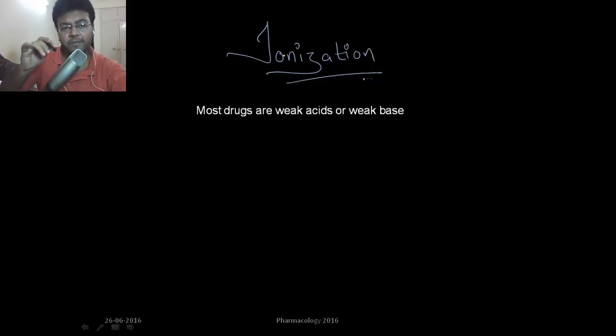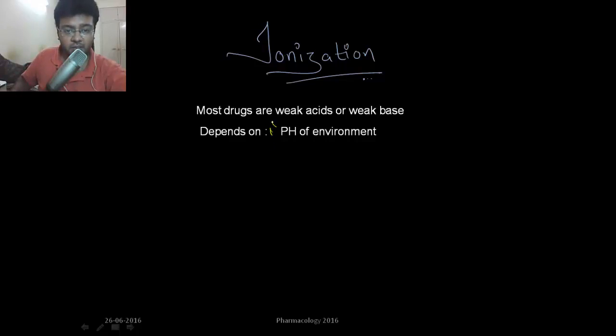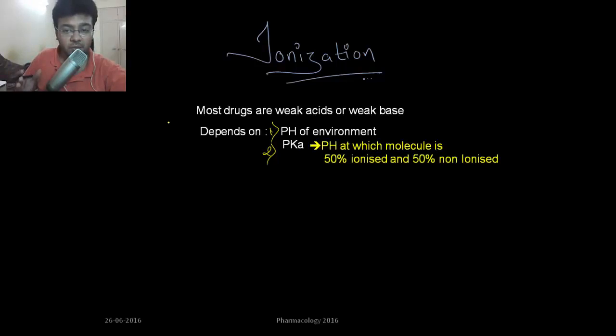And we'll be looking at one of the most important topics of general pharmacology, which is ionization. What is ionization? Let me put it this way. Most of the drugs are either weak acids or weak bases. That means the degree of ionization of that drug depends on two things: one is the pH of the environment and the second is the pKa value of the drug. What is the pKa value of the drug? It is the pH at which a drug is 50% ionized and 50% non-ionized.